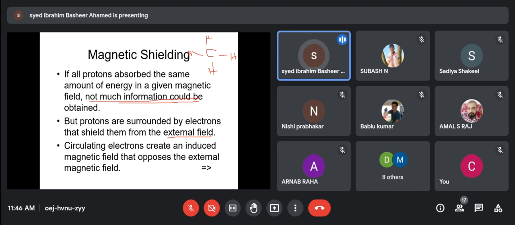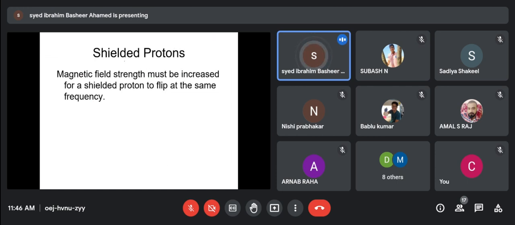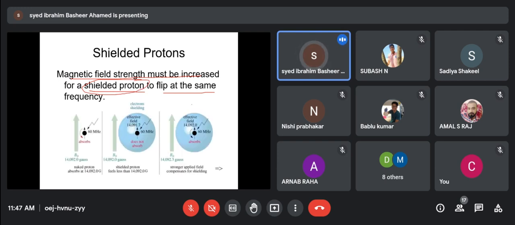Circulating electrons create an induced magnetic field that opposes the external magnetic field. So the magnetic field strength must be increased for a shielded proton to flip at the same frequency. You have to increase the magnetic field strength for a shielded proton. What is a shielded proton? We'll see that. I will explain it in a little while.